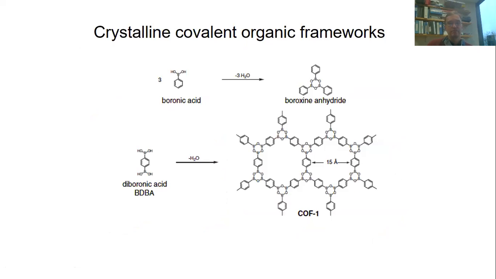All right, so now let us move over from metal organic frameworks to what is called covalent organic frameworks. So metal organic frameworks are relatively easy to synthesize because they have dative bonds in between them.